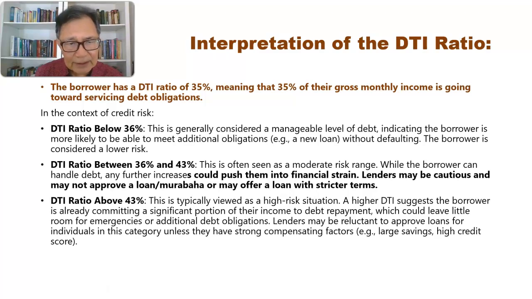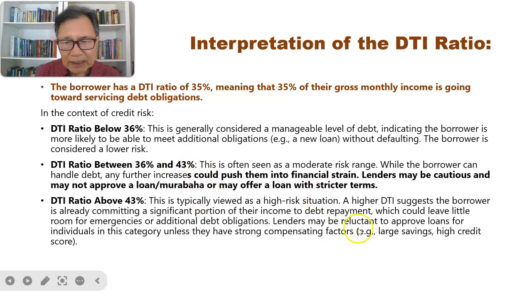While the borrower can handle that, any further increase above 43, or arriving at 43, could push the customer into financial strain. So the bank may be cautious and may not approve the loan or the murabaha, and may offer a loan with a stricter term, maybe a higher interest rate or higher profit rate. And then lastly, any DTI ratio above 43% is typically viewed as a high-risk situation. A higher DTI suggests that the borrower is committing a significant amount of income to debt payment, which could leave little room for emergencies or additional debt obligations. Meaning that for every $1 of salary, the customer is using 43 cents to settle existing debts. So this may not be good for the bank.